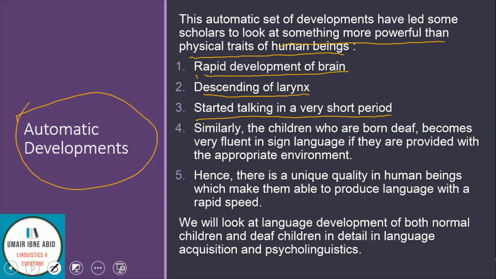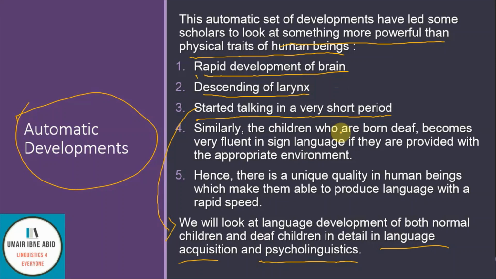But now we are looking at the rapid development of the brain, the descending of the larynx, and starting to talk in a very short period. We will discuss all this in language acquisition and psycholinguistics, how human speech develops in both normal children and deaf children. These very rapid processes have led some scholars to think about another source of language.